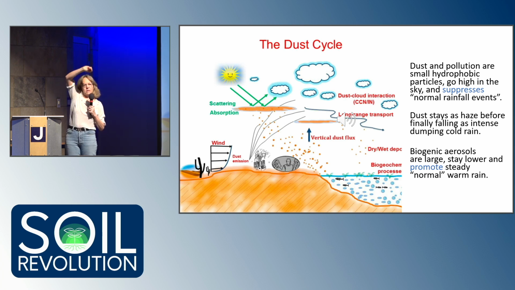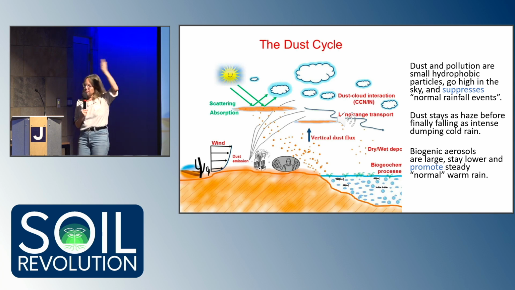The smaller particles go up into the upper atmosphere and they travel further away. The heavier particles of the biogenic aerosols, at least half of them stay local, which is 5 to 20 miles. They don't go that far, so they stay more available to the local community. But the dust can carry really far away. It can go hundreds of miles very quickly.